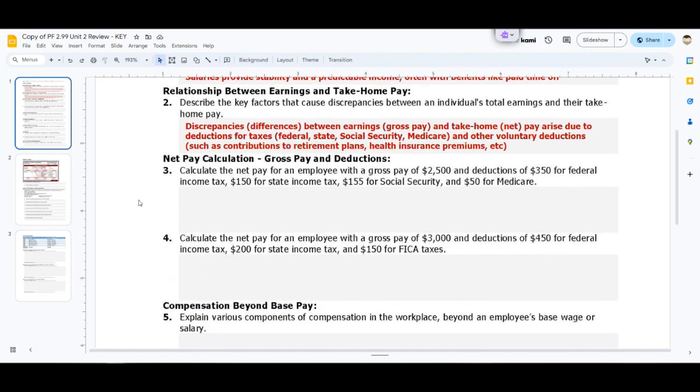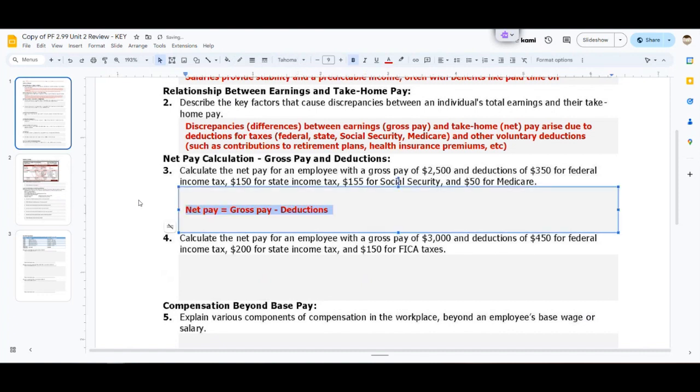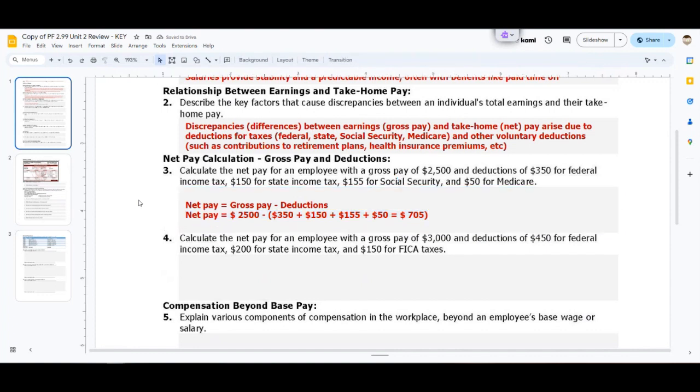Okay. Number 3, calculate the net pay for an employee with a gross pay of $2,500, deductions of $350 for federal tax, $150 for state tax, $155 for Social Security, and $50 for Medicare. So in this case, our net pay is equal to our gross pay minus our deductions. Our gross pay was $2,500. Our deductions total $705. So 2,500 minus 705 leaves us with net pay of $1,795.